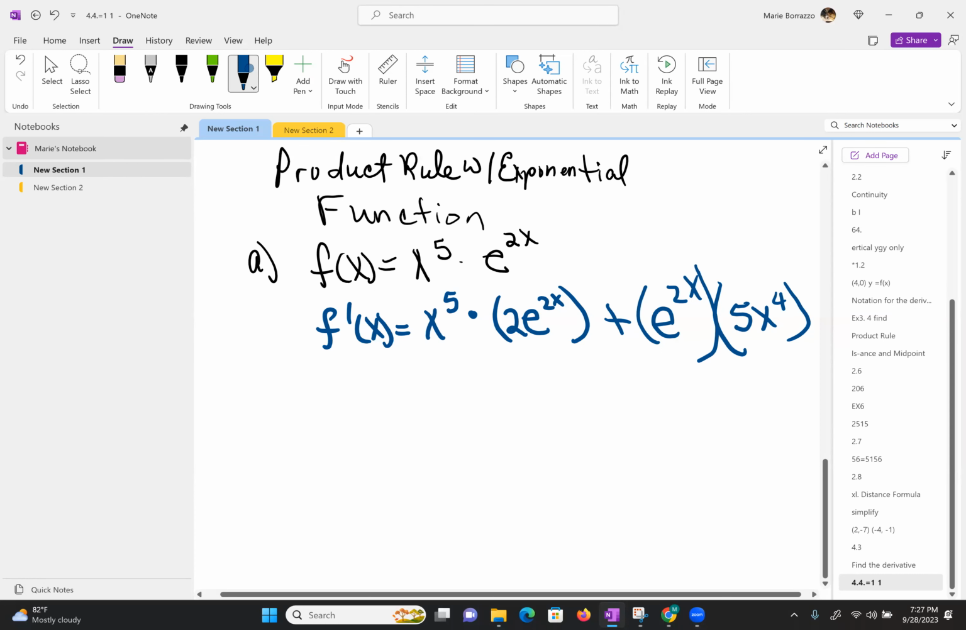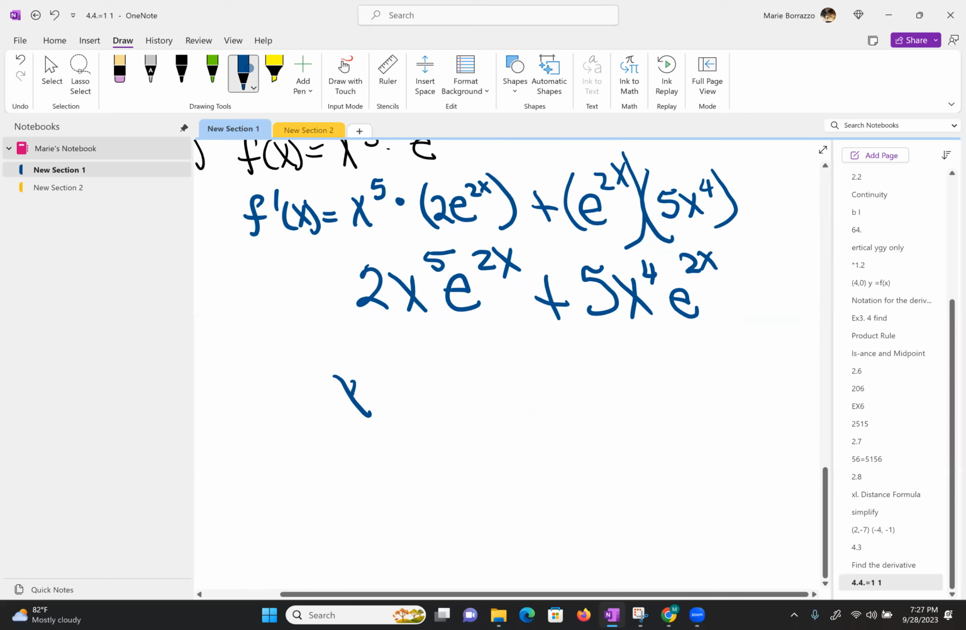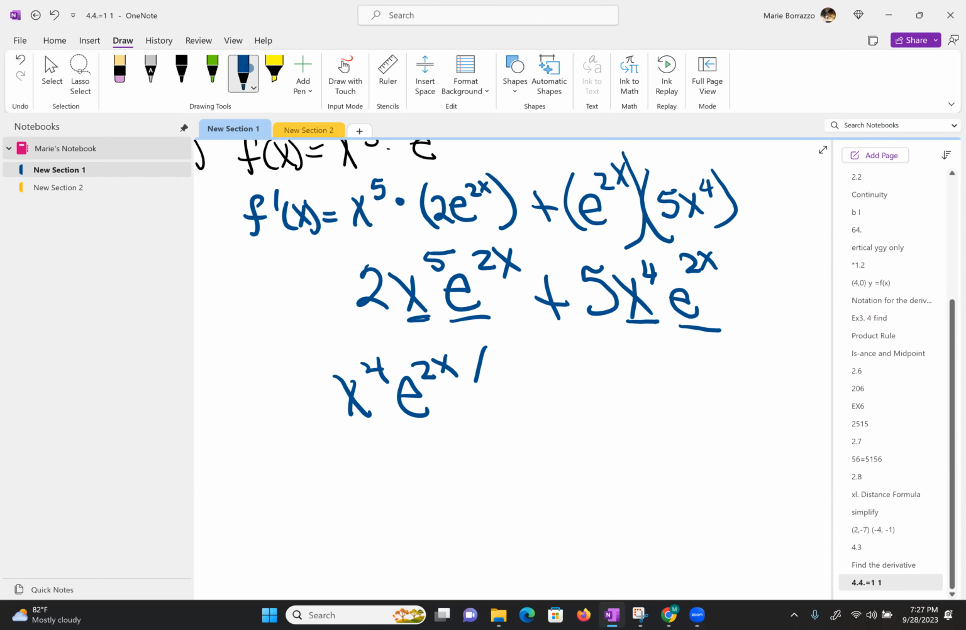All right, and so we distribute, we end up with 2x to the fifth e to the 2x plus 5x to the fourth e to the 2x. If you notice, the e to the 2x and the x to the fourth are common. So I could take those out, because the x to the fourth, e to the 2x happens in both. What you're left with this side is 2x, and what you're left with this side is 5. And so this is your first derivative for this function.